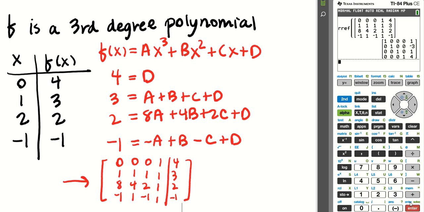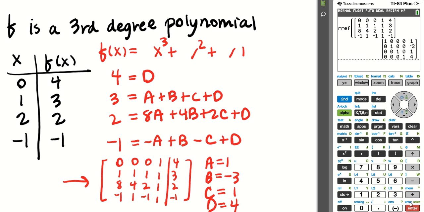So what the calculator's telling me is that this row reduces to that matrix, and I've got A equals 1, B equals negative 3, C equals 1, and D equals 4. Meaning that my polynomial that I've been trying to find is 1x to the third minus 3x to the 2nd plus 1x plus 4. And that's how we did that one.